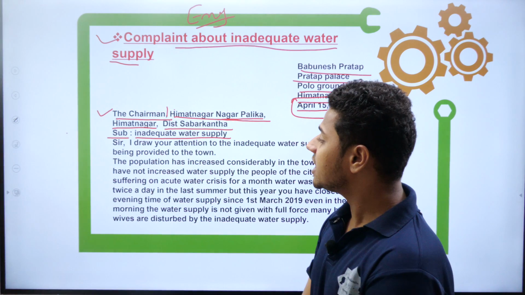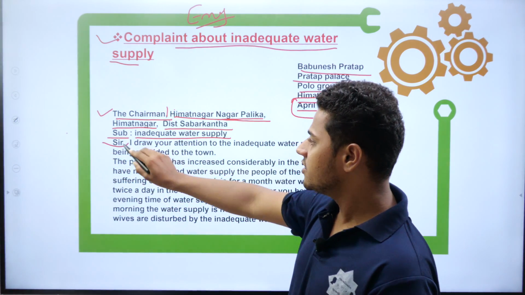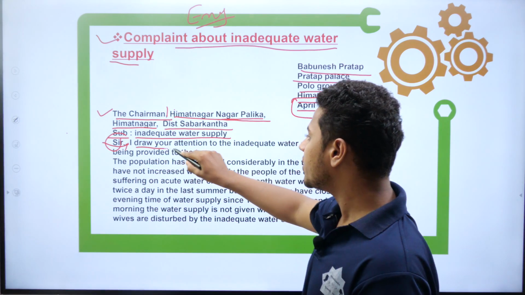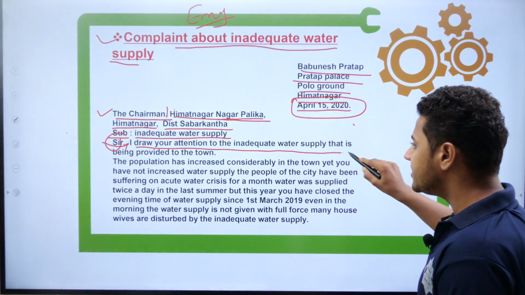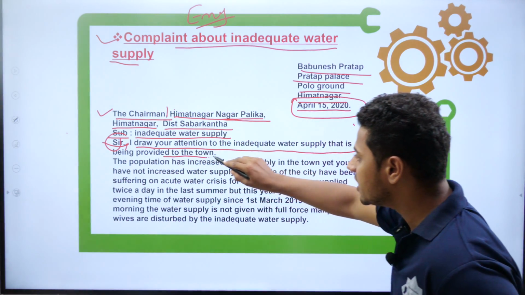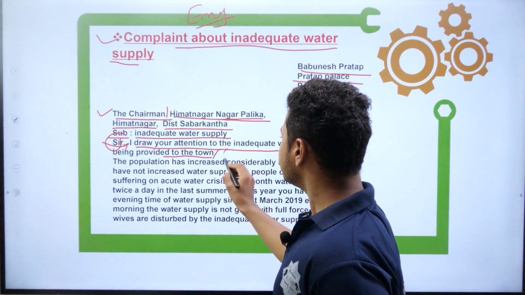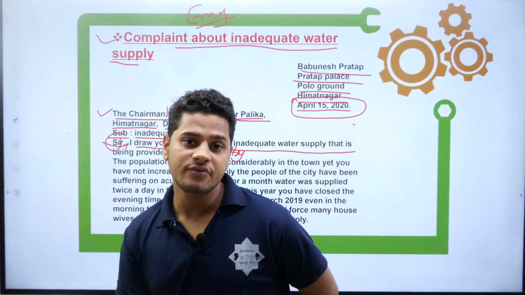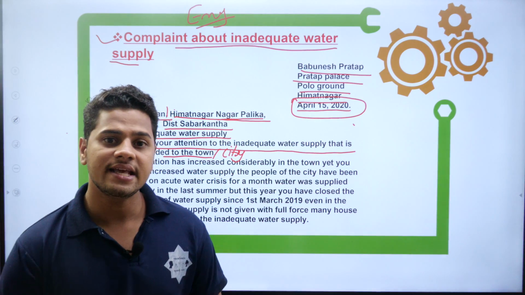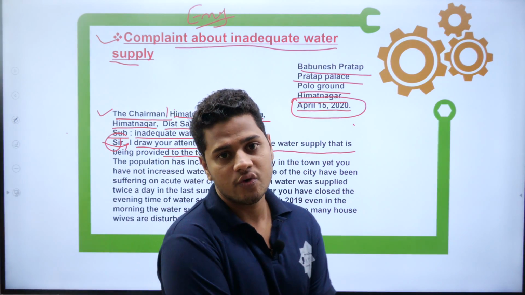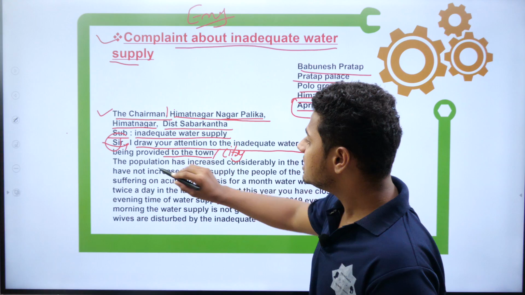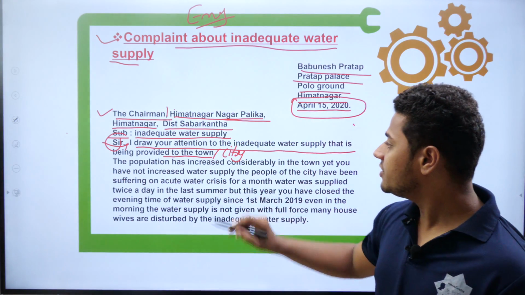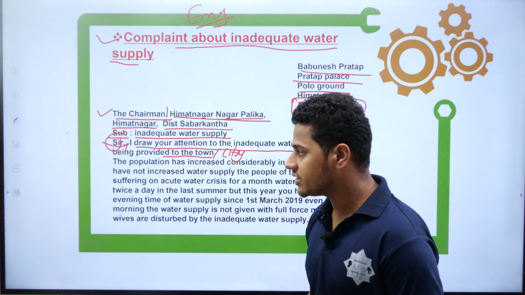Later on I have to give the salutation. So "Sir", and then a comma is compulsory. Then, regarding my subject: "I draw your attention to the inadequate water supply that is being provided to the town." For example, the water provided in the town or city is inadequate. It is not sufficient for the whole town. What they are sending in frequency is not sufficient. That's why the water provided in the city or town is inadequate.